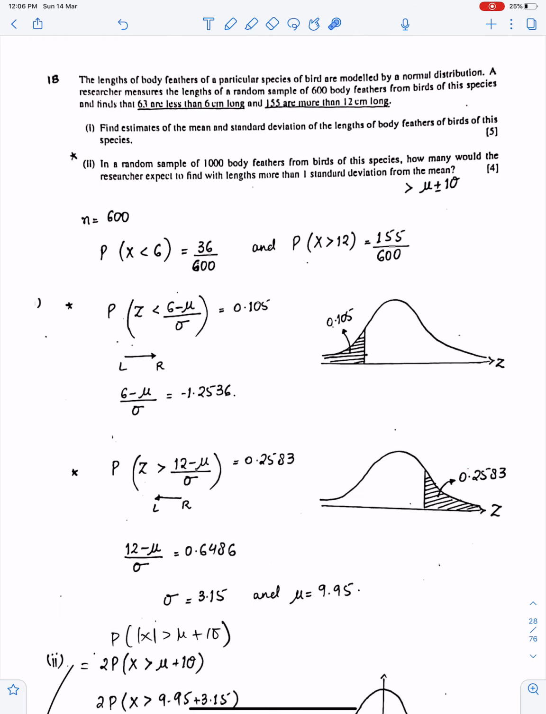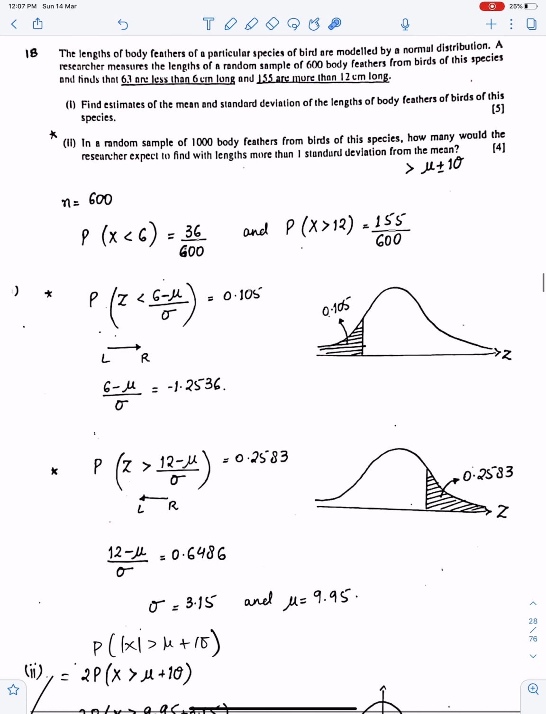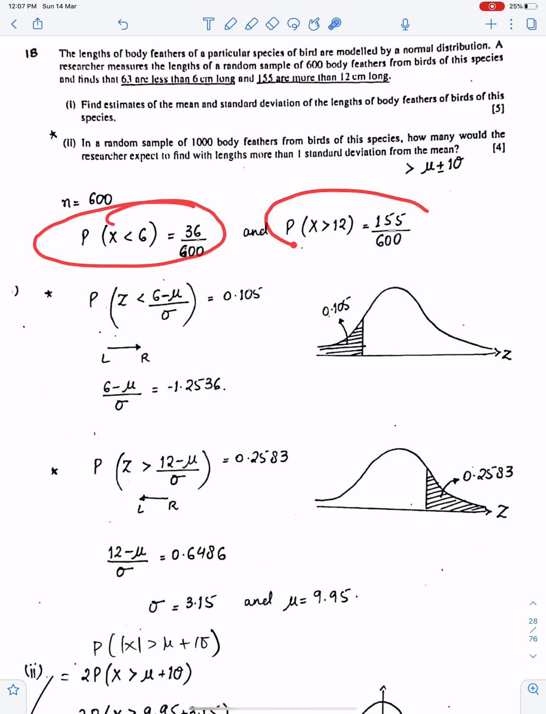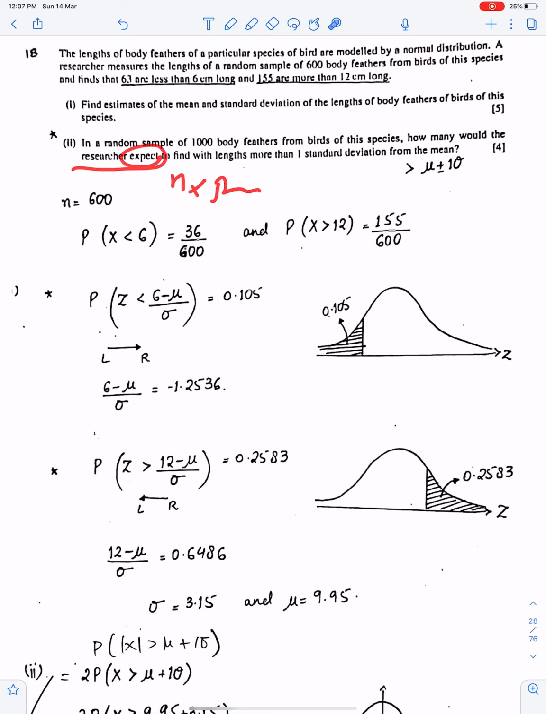The second part of this question is important. The first part is simple. I'm leaving the first part. First part, you just need to solve these two equations, get sigma and mu. Second part is important. In a random sample of 1,000 body feathers from birds of this species, how many would the researcher expect? Expect means n times probability of the requirement. Now this is very important, more than 1 standard deviation from the mean. So this means this thing.